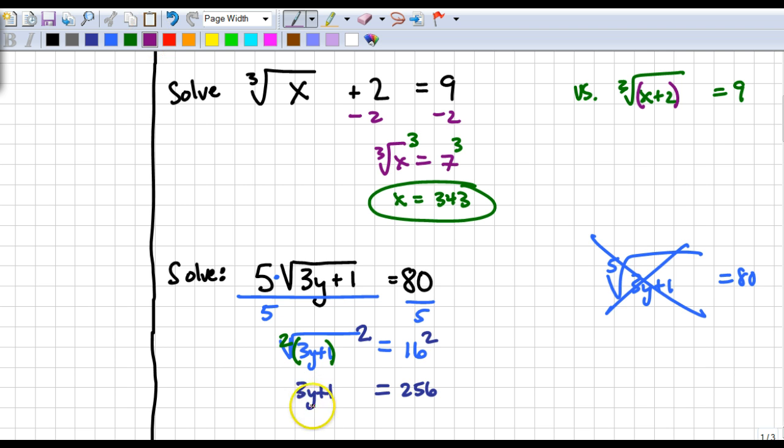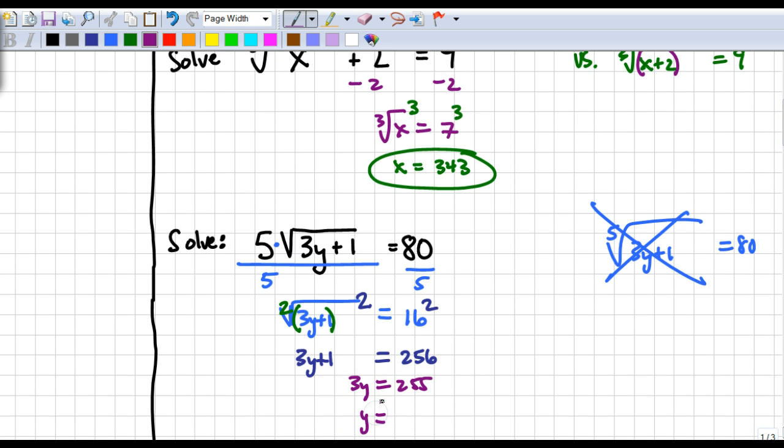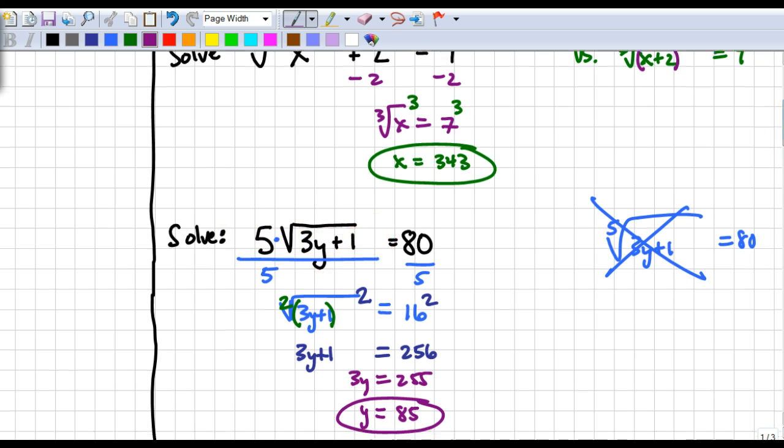From here on out, it's just regular Algebra 1 going on. Hopefully students know to subtract 1 from both sides and then divide by 3. So those steps don't even need to be shown at this point because I'm assuming students are good at those steps by now. So divide by 3 there, 255 divided by 3, you get 85. Again, you'd want to go ahead and check your answer by typing it in on a graphing calculator.